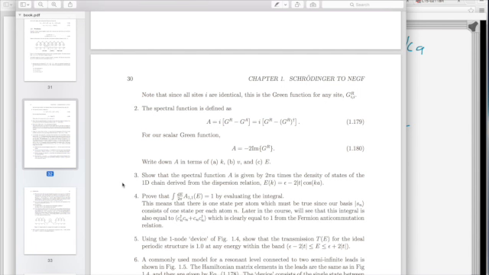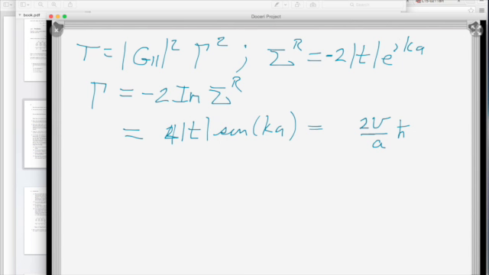I have a question. Okay. You explained something about the imaginary part of the self-energy, but how about the real part? How do you understand that one?